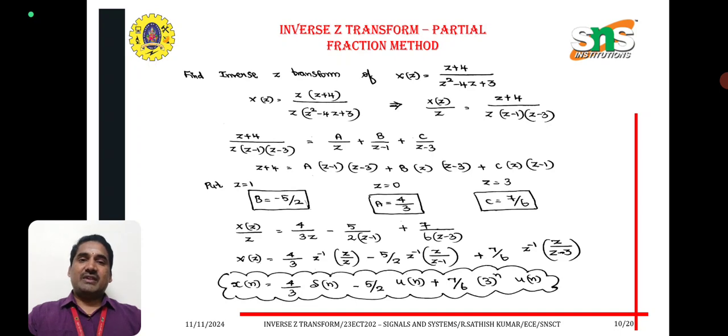Now X of Z by Z. Now we can multiply with Z. We can apply the inverse Z transform based on ROC. We can get the X of n as 4 by 3 into delta of n minus 5 by 2 into u of n plus 7 by 6 into 3 power n into u of n.